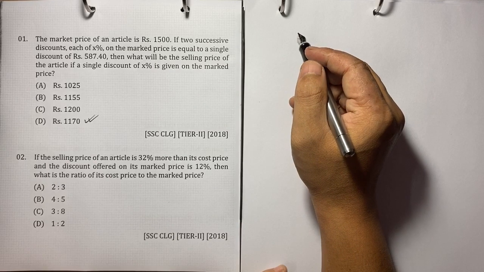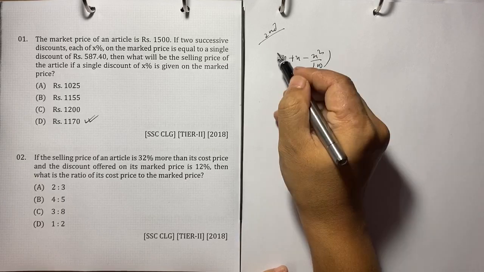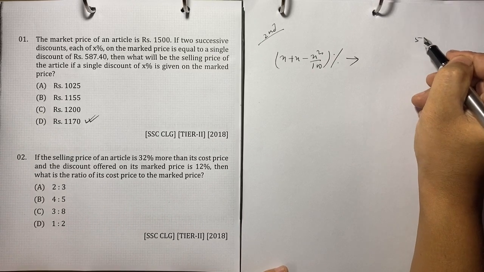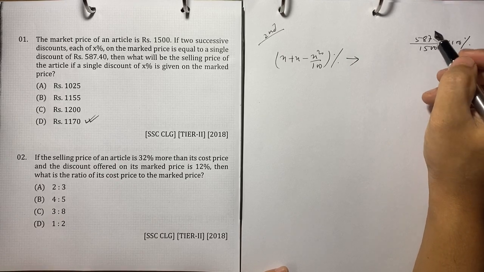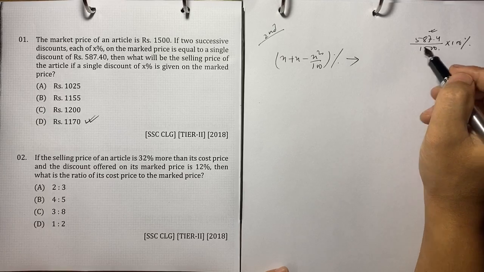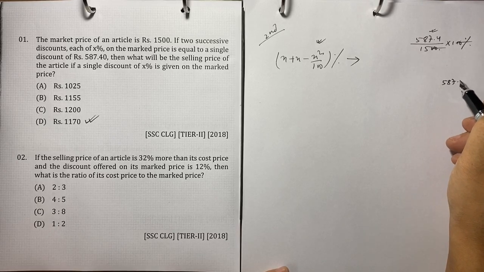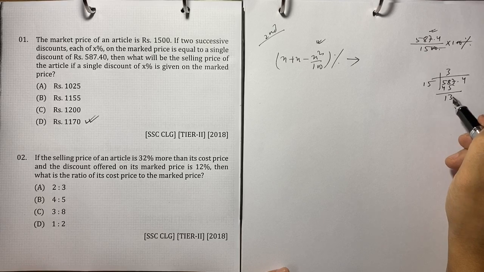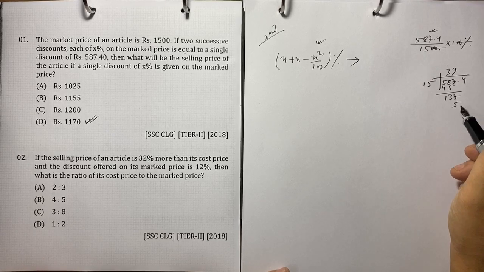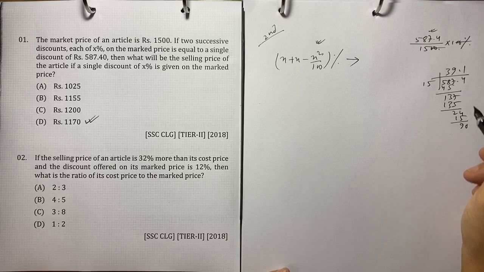Second method: x plus x minus x squared divided by 100 percent is the total discount. The total discount is 587.4 divided by 1500 into 100 percent. That is discount divided by mark price into 100 percent, which is the discount percentage. So 587.4 divided by 15 comes to 39.16.